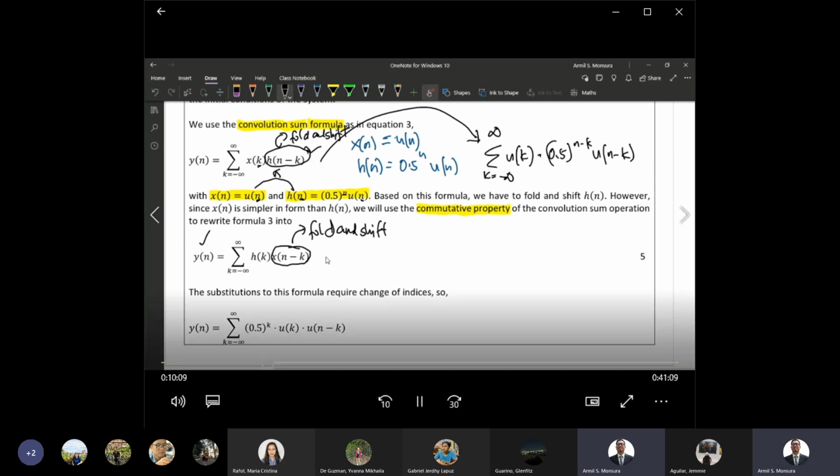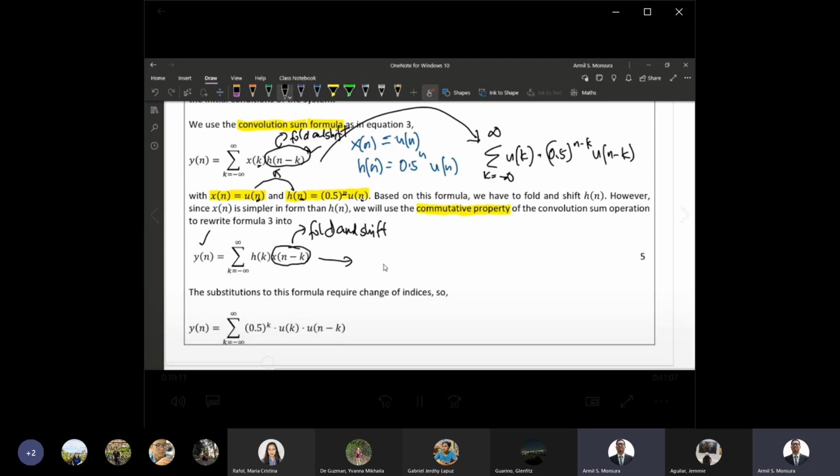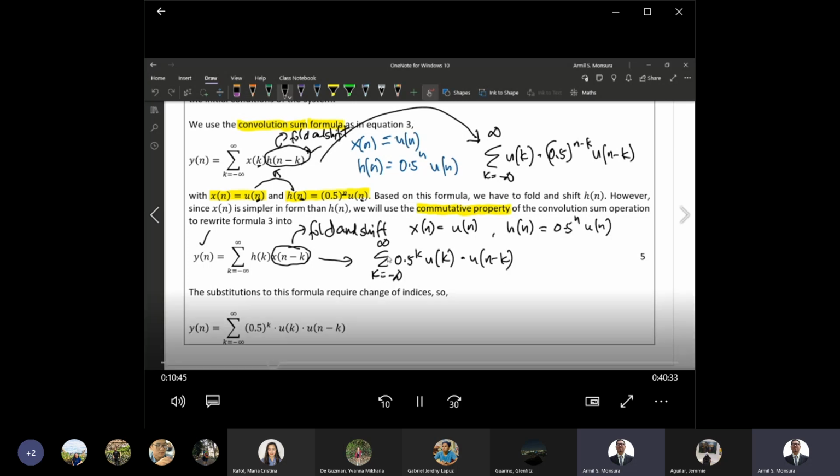Okay, so, ngayon, pag sinubstitute natin ngayon yung given natin na x of n, which is u of n, at saka yung h of n natin, which is 0.5 raised to n, u of n natin. Okay, this formula becomes the summation of 0.5 raised to k, u of k, times u of n minus k, for k equals negative infinity up to positive infinity.